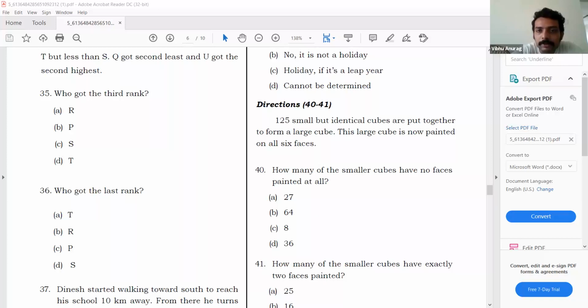Here your N is 5 because you have 125 small but identical cubes that are put together to form a large cube. So if you have 125 cubes, you can take it to be the volume of the cube. Then each side will be the cube root of 125. That is 5. And 5 minus 2 is 3. 3 cube is 27.